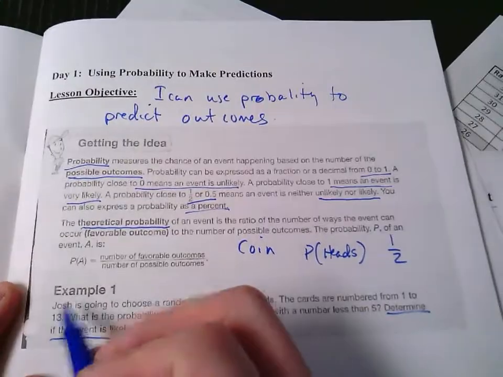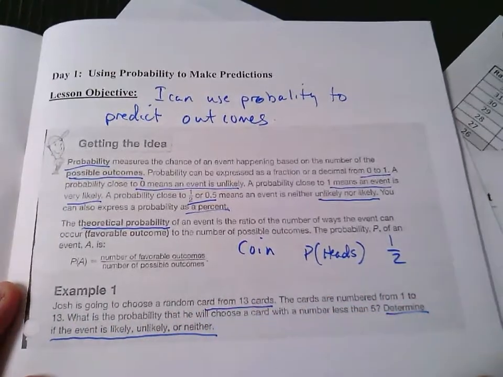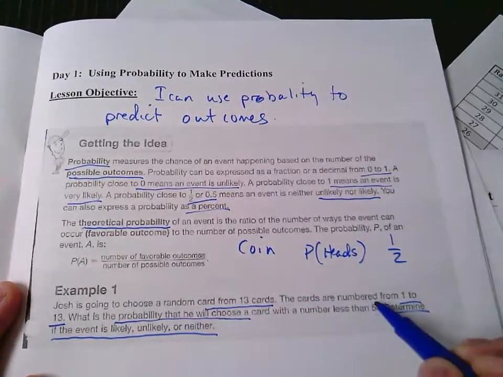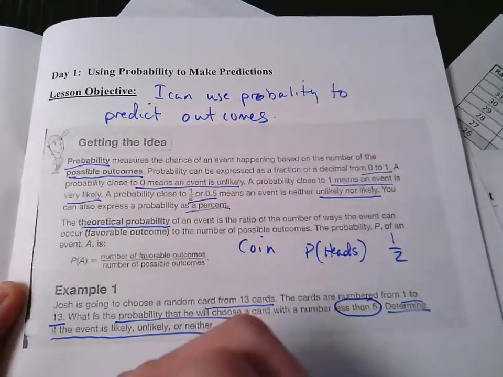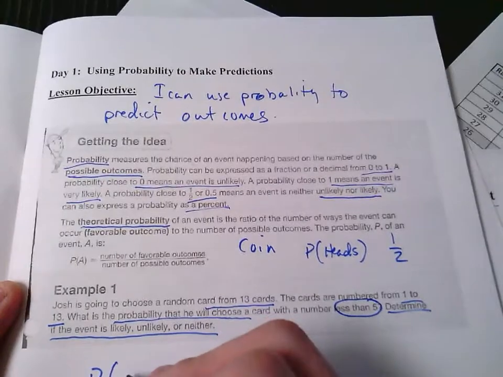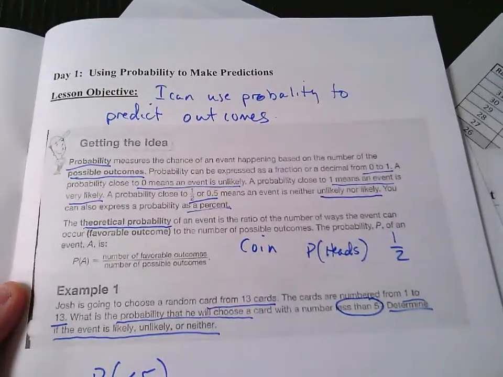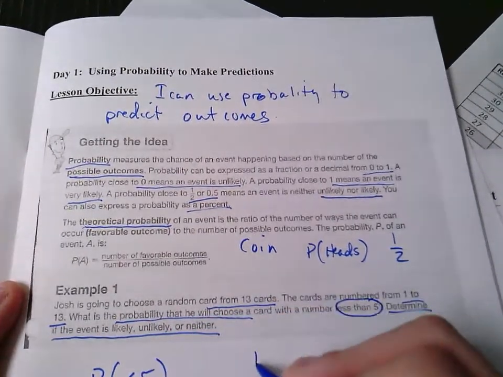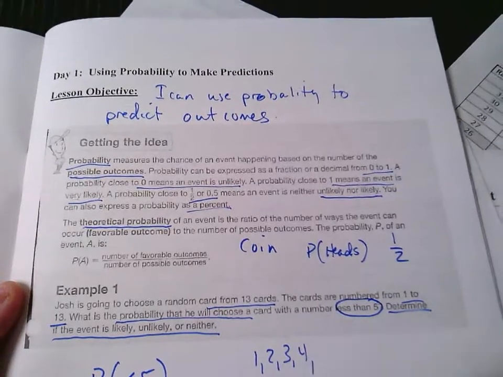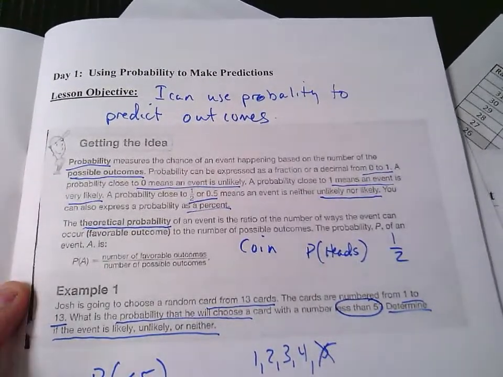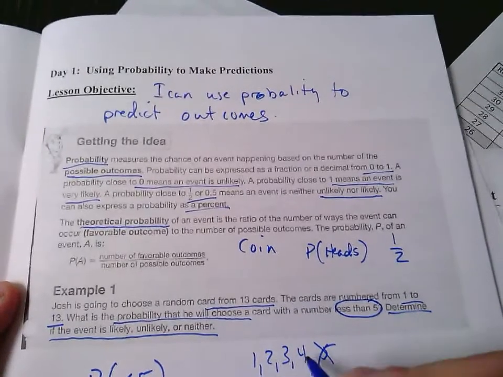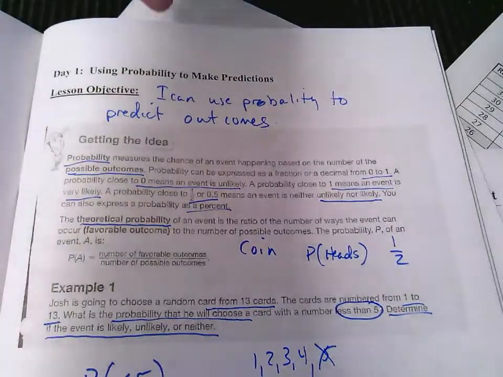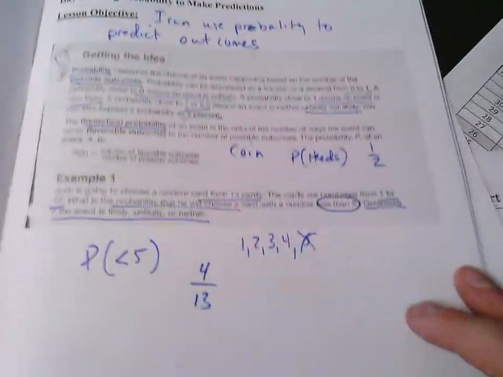Josh is going to choose a random card from 13 cards. The cards are numbered 1 to 13. What is the probability that he chose a card with a number less than 5? So we're going to find the probability that he gets a card that is less than 5. We have to think about how many ways can you get a number less than 5. If the cards are numbered 1 to 13, that means a 1, a 2, a 3, or a 4. 5 doesn't count because 5 is not less than 5. So there are 4 ways that you could get a card that's less than 5 out of the 13 total cards. So that would be the probability: 4 out of 13.